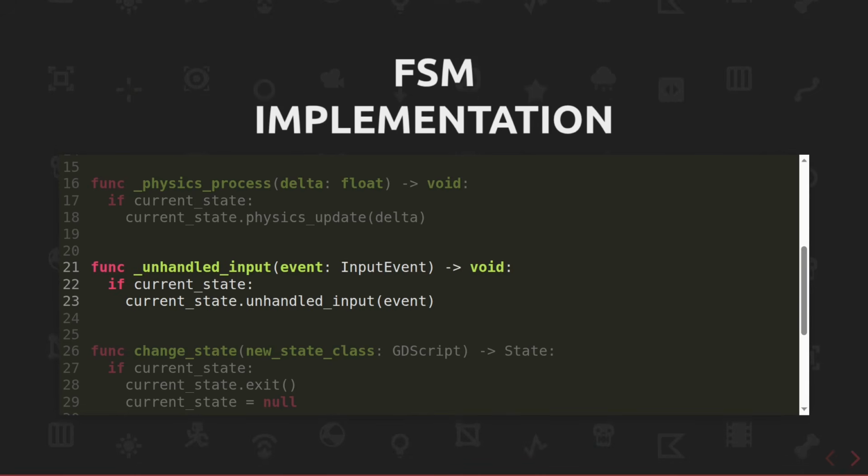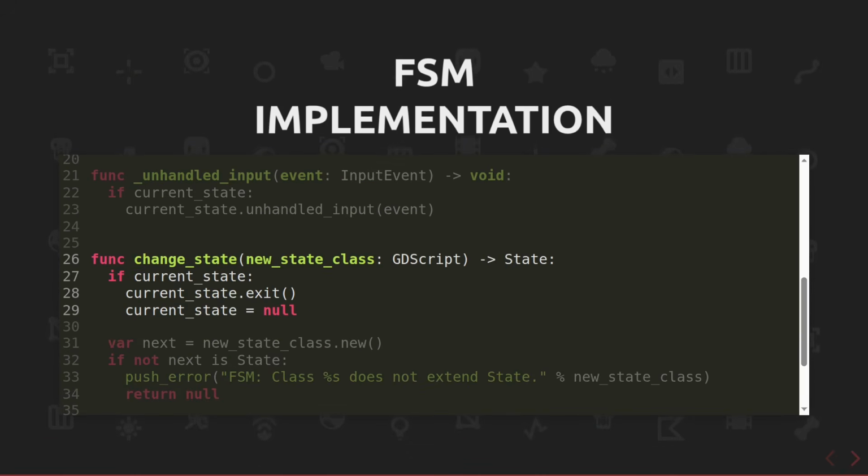But the most important method here is the change state method, and we have a couple of interesting things here. First of all, you can see that we have one parameter for this method, and it's called new state class, and its type is GDScript, which is interesting. So we expect a GDScript resource, and we return the new state from the method as well. Now, why have I used this new state class with GDScript type here? Well, because it enables us to do something really cool.